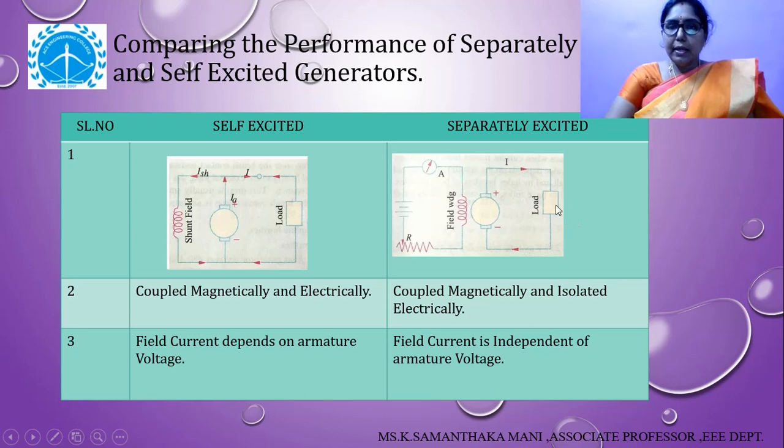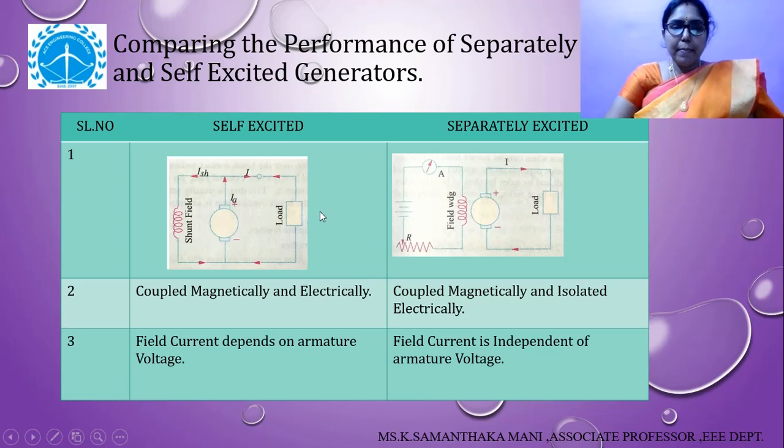Coming to the separately excited generator, the field winding is separately excited with the DC source. To measure the field current, we can make use of an ammeter here. And coming to the armature side, the armature is directly connected to the load. The current flowing through the load is I, which is nothing but the armature current in this condition. So this is the basic difference between self-excited and separately excited generators.